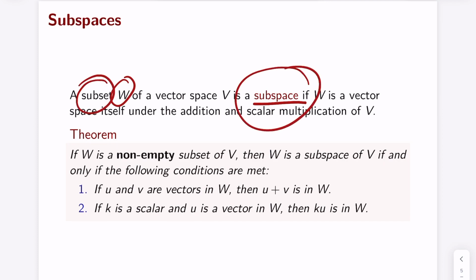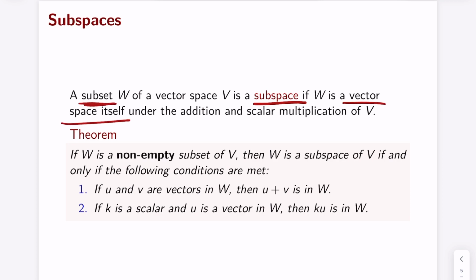A subset is just anything that is inside of another set, but a subspace is going to be a subset that satisfies some extra conditions, that has a structure on it. A subspace is going to be a subset of the space that is a vector space itself under the addition and scalar multiplication of the big vector space.